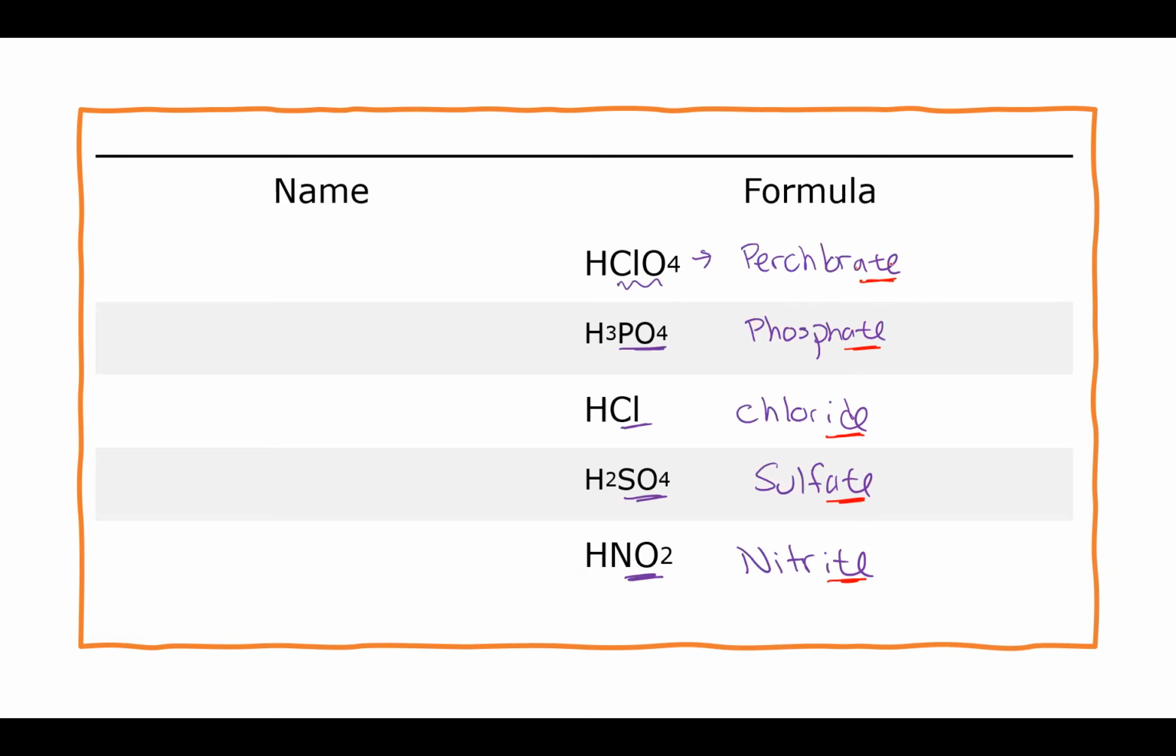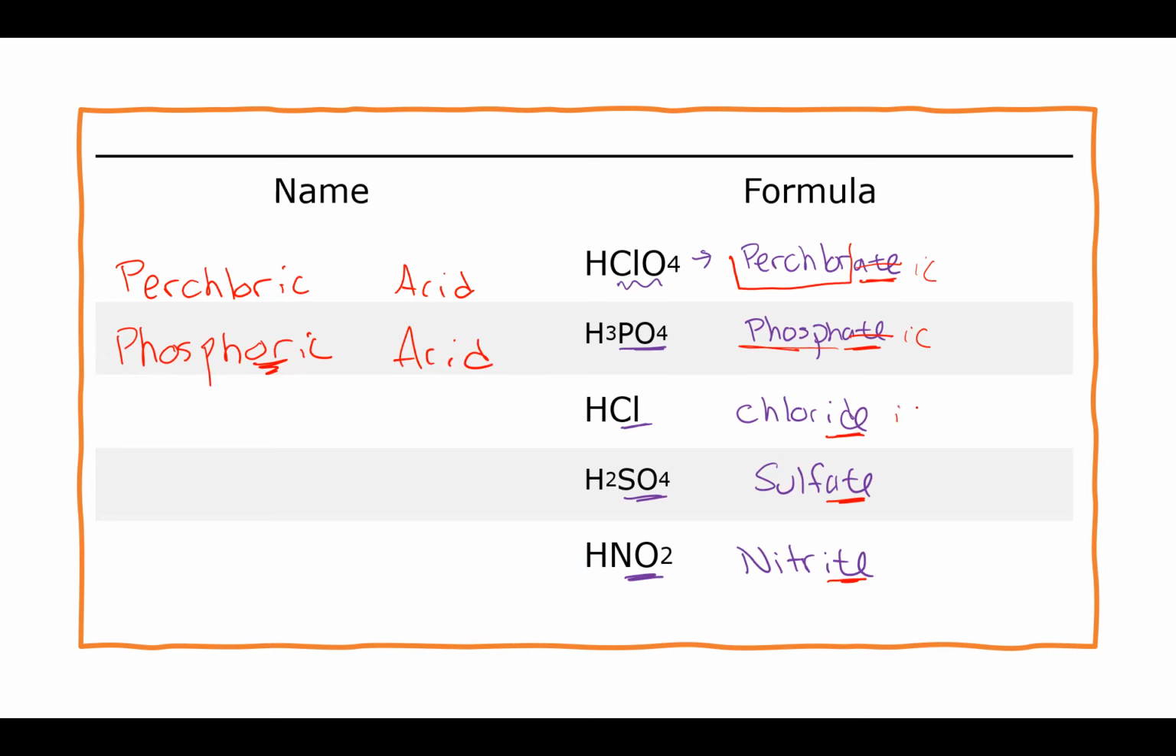So perchlorate, ate is going to go to ic, which means this will end up being still with this original part, perchlor, and then instead of ate becomes ic, and then acid. No special extra letters added in that case. Here we have phosp, and then ate goes to ic, so this becomes phosph, but this is one of our exceptions, so we have to add this OR back in, and then ic. So instead of phosphic, it's phosphoric, and then acid.